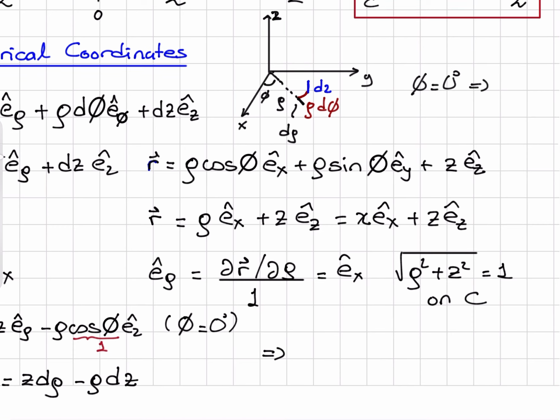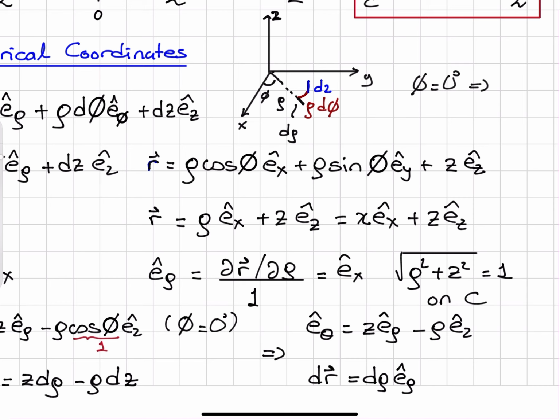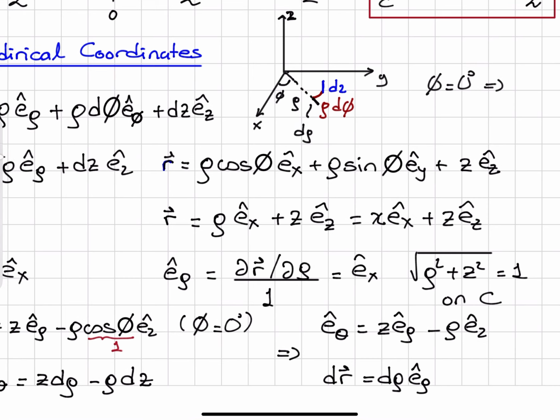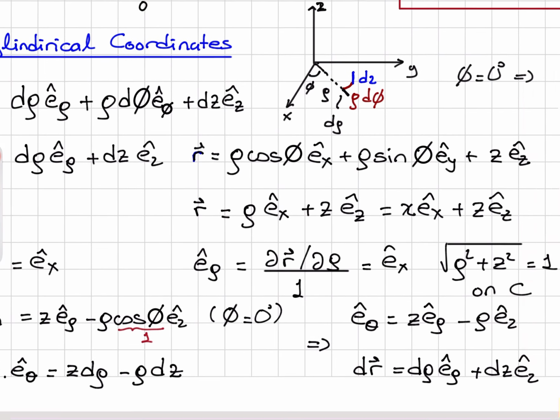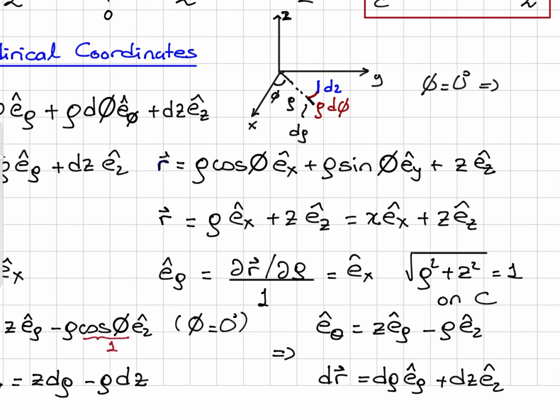So let me rewrite here. I have e theta hat is z e rho hat minus rho ez hat. And my displacement vector dr is d rho e rho hat plus dz ez hat. So let's just keep that in mind when phi is equal to 0 degrees.